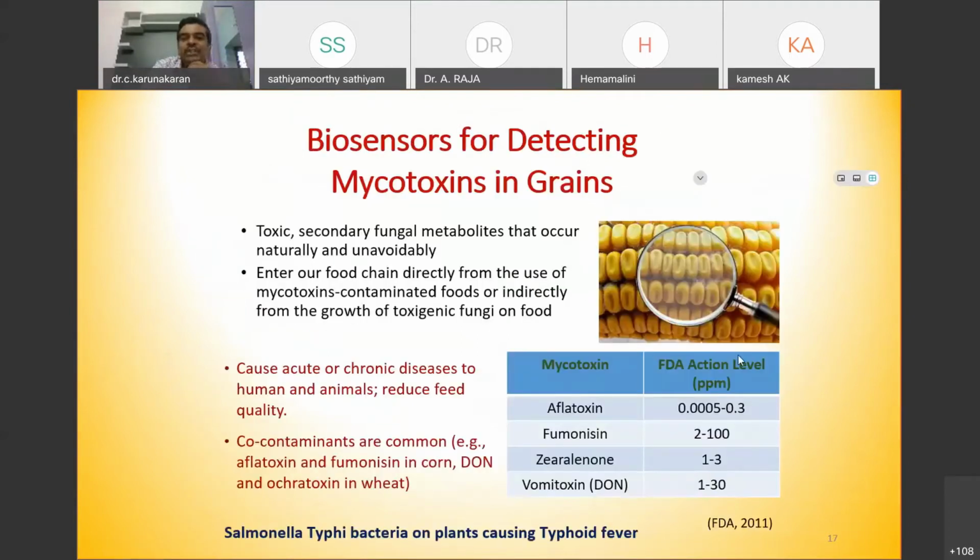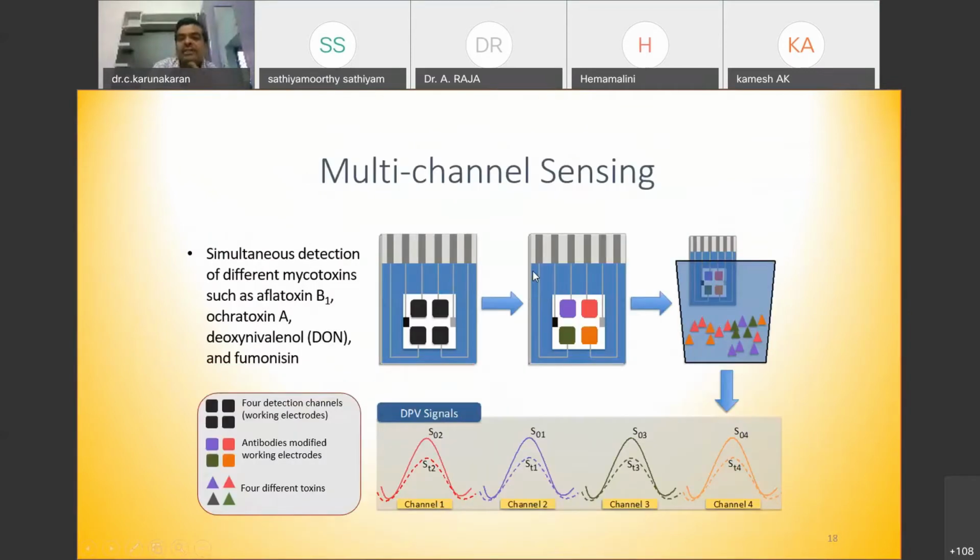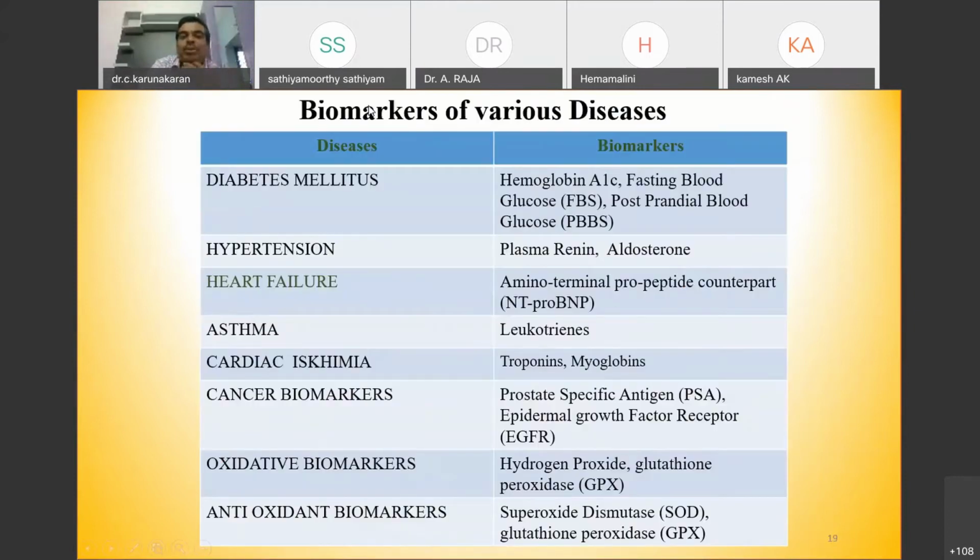Multiplex biosensors are used for detecting mycotoxins in plants, grains, etc. There are several mycotoxins I have listed here. This is the multiplex. There are 4 working electrodes, so 4 mycotoxins, 4 analytes, can be determined simultaneously at one shot. So there are several biomarkers. For example, glucose is a small molecule biomarker for diabetes, plasma renin for hypertension, and for asthma, and cancer, prostate specific antigen, EGFR, etc.